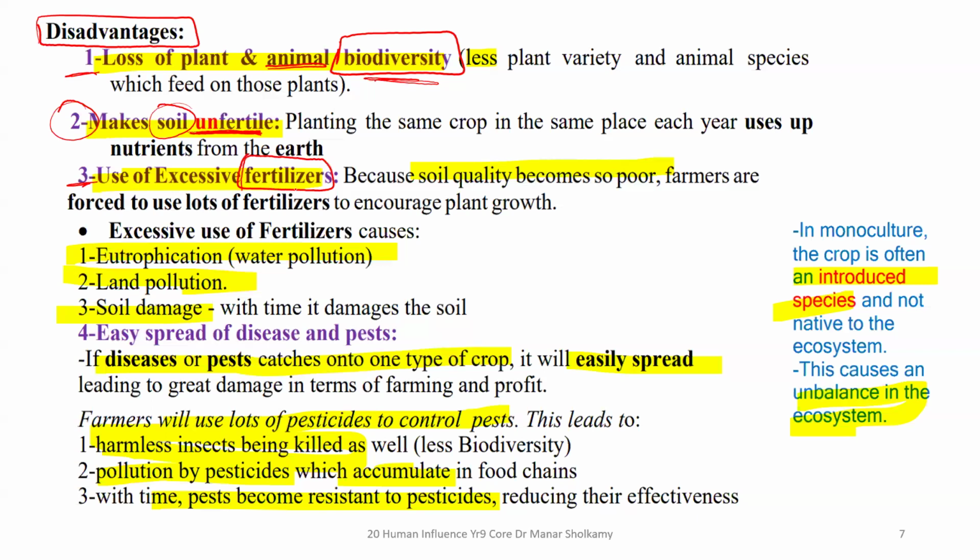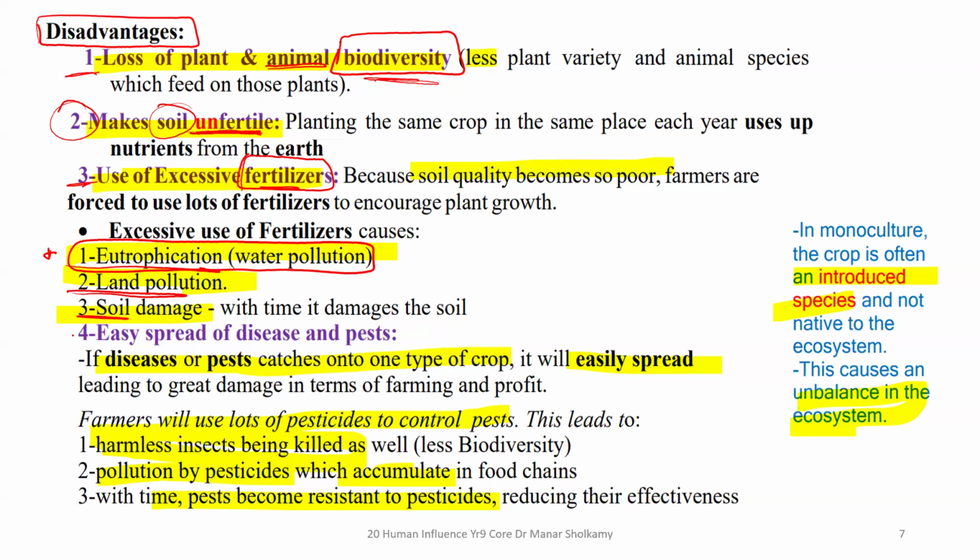Now, when we talk about fertilizers, we will talk about a type of pollution known as eutrophication. Those who took this lesson last year know exactly what eutrophication is. Eutrophication is water pollution that we will discuss in detail. Just give me a minute. And it results because of too much fertilizers. Too much fertilizers also pollutes the land itself. It will destroy the soil. Okay, you put too much fertilizers, it will destroy your soil. With time, your soil will not be fit to grow any type of plant.